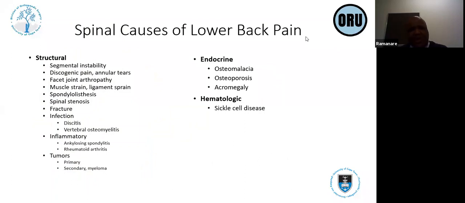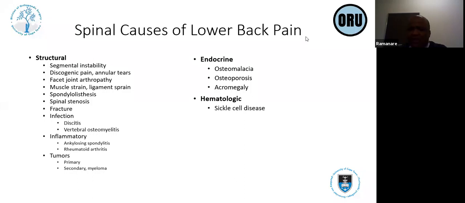This is just a list showing that back pain has got lots of causes. There's spinal causes, and just to highlight there, the listhesis, stenosis, fracture, infection, and inflammatory. Don't forget tumors. In our unit, most of our tumors go to neurosurgeons, but as a spinal surgeon, you have to be aware of tumors, and you have to know the different causes related to tumors and how to identify and manage them further.